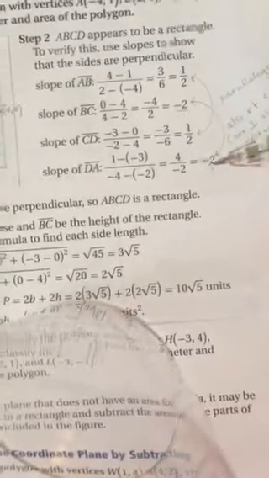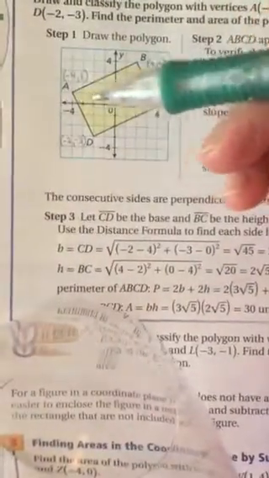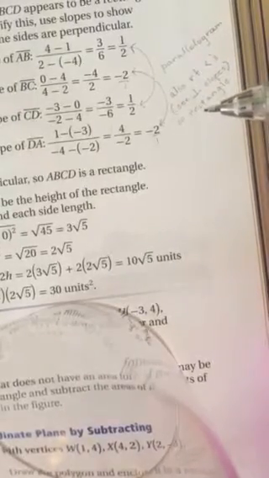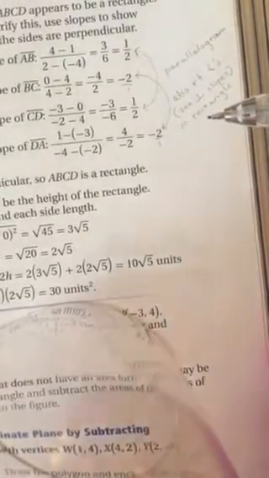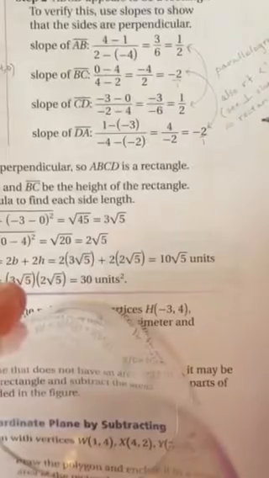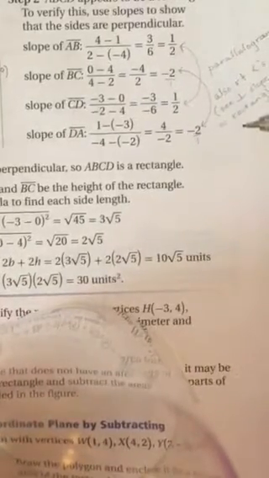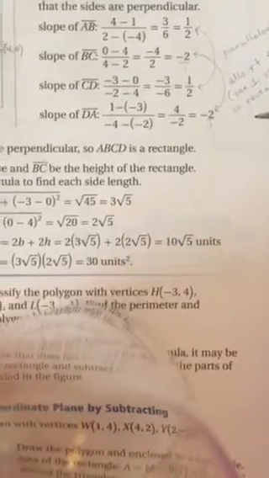We also see that CD and DA are perpendicular. So we actually now know that we have a rectangle, and we're done classifying our polygon. We have a rectangle because we have two sets of parallel sides and we have right angles. All right, so let's move on to the next step.